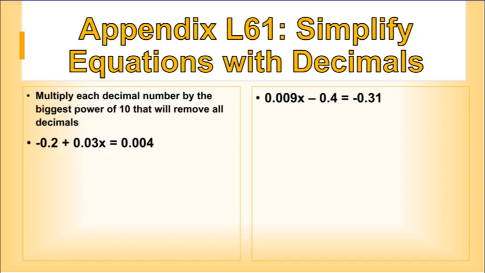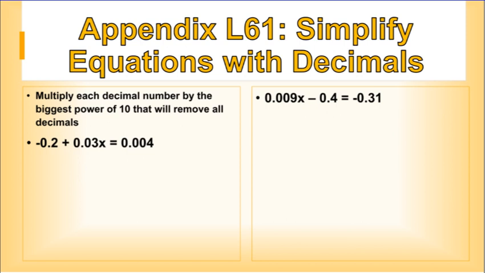Next one, looking at the appendix, lesson 61. So this is a review from an earlier lesson. Multiply each decimal number by the biggest power of 10. That will remove all decimals. So if you don't want to work with decimals throughout here, we want to remove them. So in order to remove them, we look at the one that has the most decimal places. So that would be 0.004, has 3.